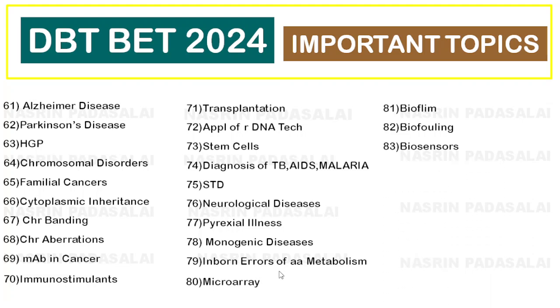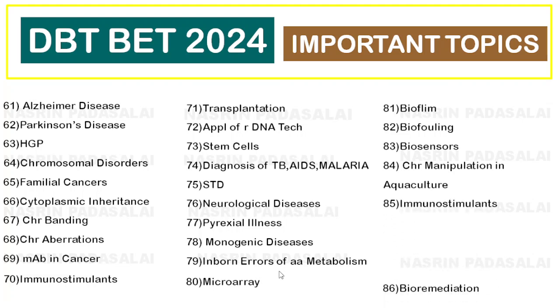So biosensor is very important, friends. Try to read more about glucometers also. Next is chromosomal manipulations in aquaculture alone. Just try to read. Next, immunostimulants.